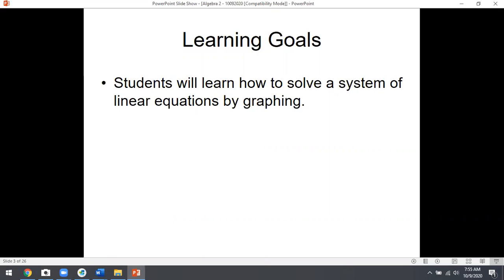All right, here we go. LGs today, we are learning how to solve systems of equations by graphing. It's very straightforward and very easy. However, there's a lot of buzzwords to learn. So most of the lesson, and it should be a short lesson. I don't think it'll take all hour at all, not even close.